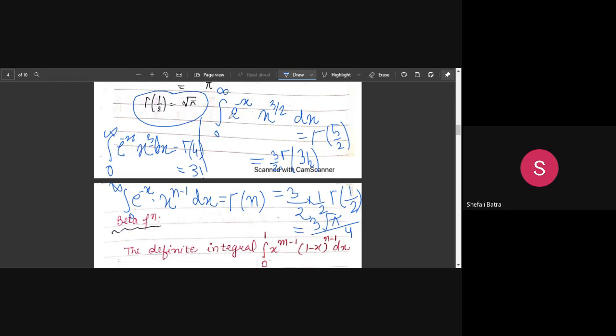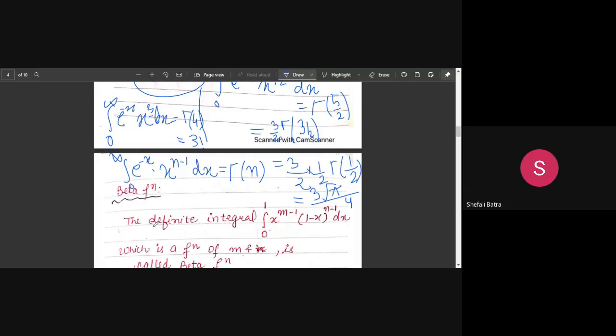So evaluate integral 0 to infinity e raised to power minus x raised to power 3 by 2 dx. That would be equal to gamma 5 by 2. And then you can get the value of gamma 5 by 2 using the reduction formula. So ultimately, the value of this integral is 3 under root pi by 4. Right? So the gamma function is a special type of integral, right? Which makes evaluation easy. Now come to the next, the beta function.